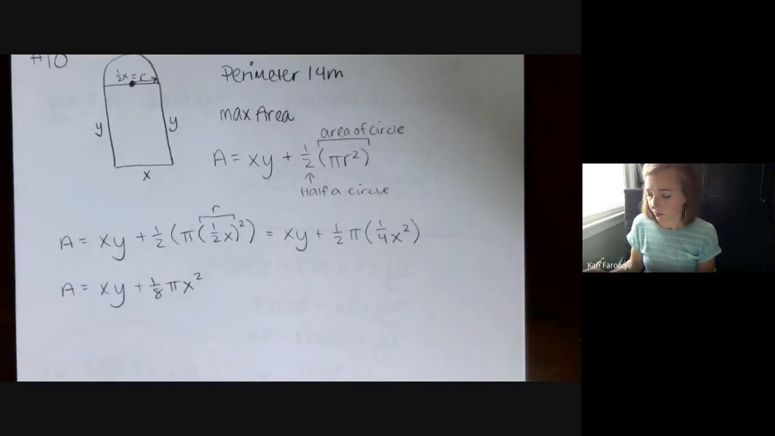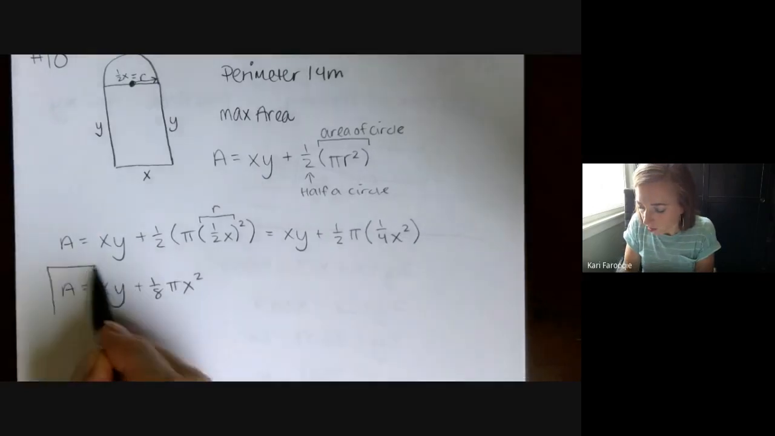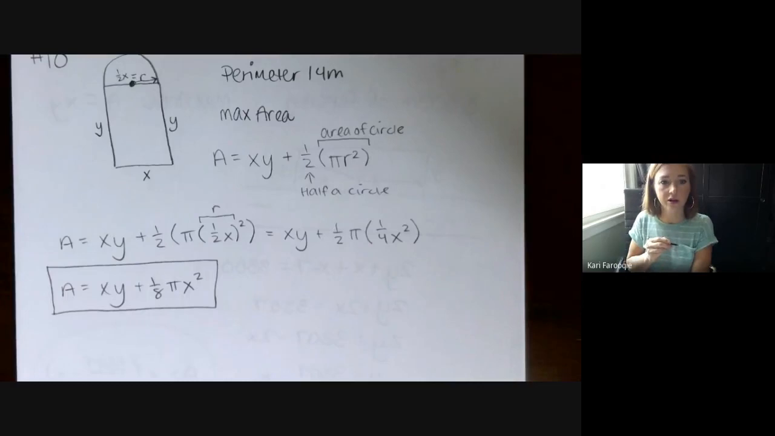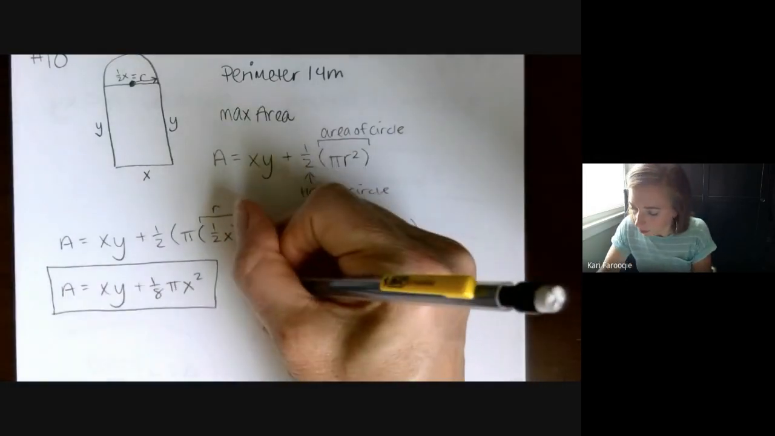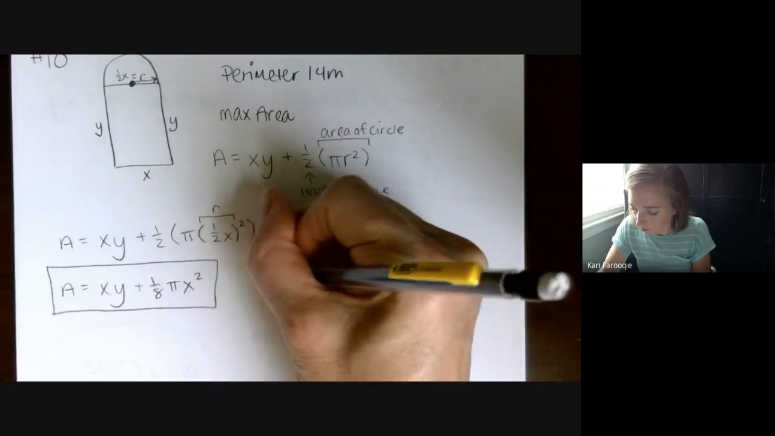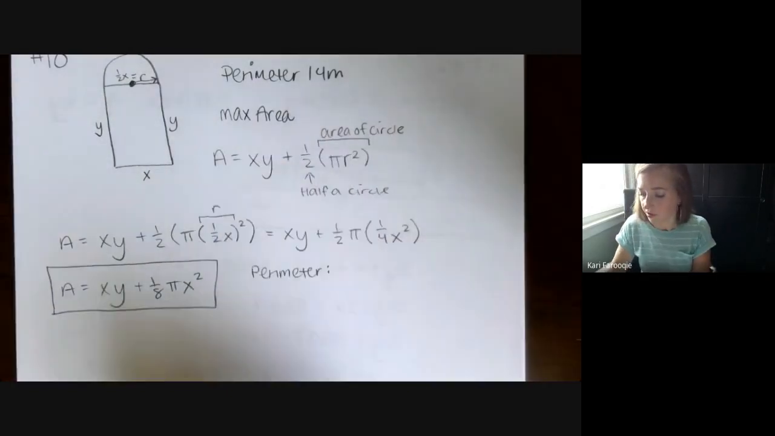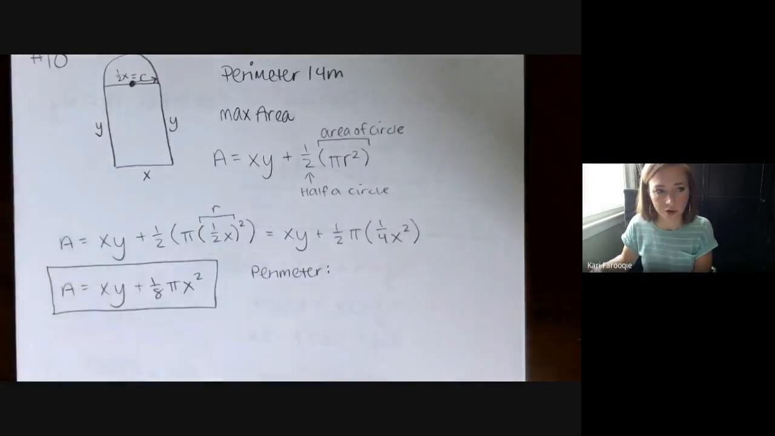All right, so there's your area equation. I'm just going to put a box around it because I want to make sure I can easily refer back to it when I need it. And now we'll make an equation for the perimeter. For the perimeter, we're looking for the distance around. So I think the rectangular perimeter is no big deal.